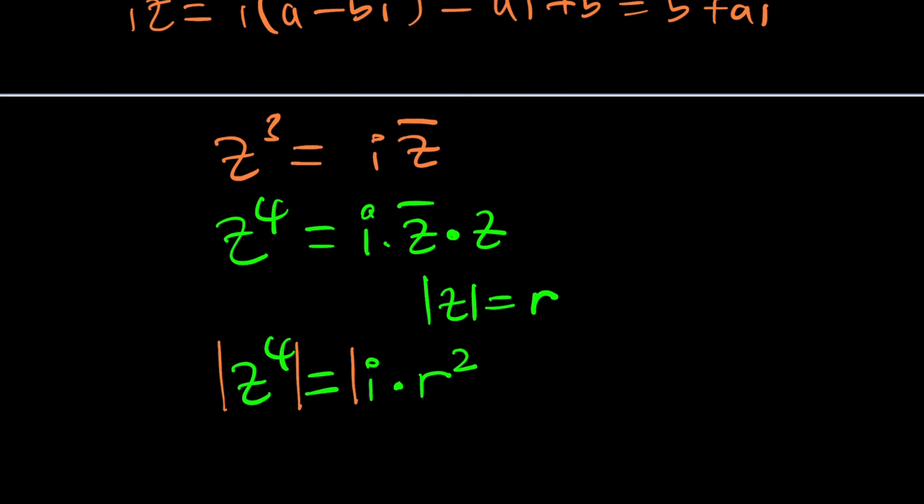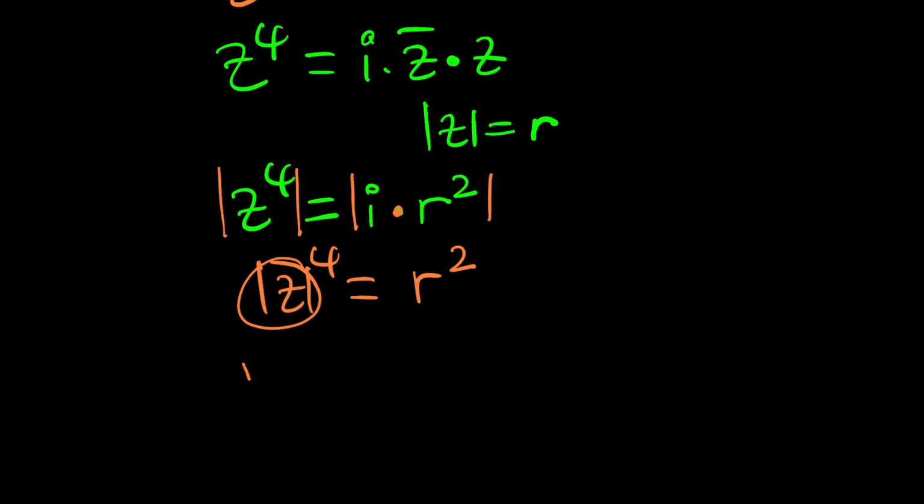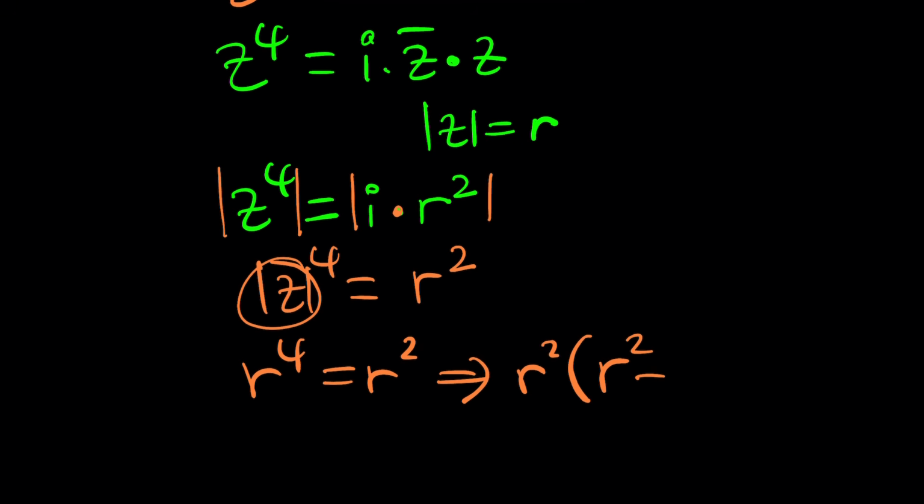Now, if you go ahead and do this operation at this point, take the absolute value of both sides. Well, the absolute value of i r squared is just r squared, because r squared is real. And this is going to be the absolute value of z to the fourth power, but this is r. So you're going to get r to the fourth equals r squared. Let's go ahead and simplify this. Factor out r squared. That's going to give you r squared times r squared minus 1 equals 0.